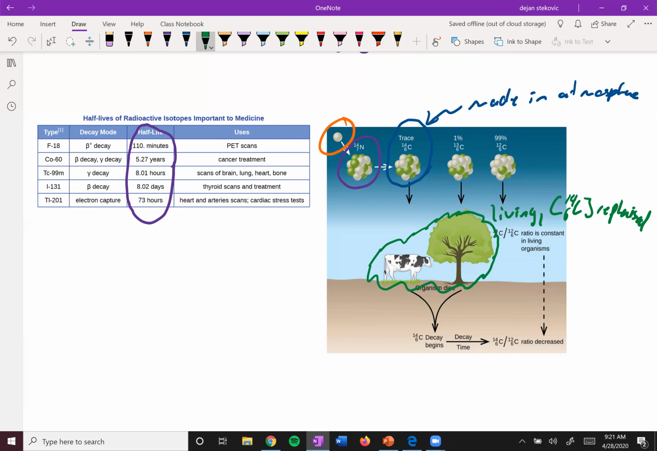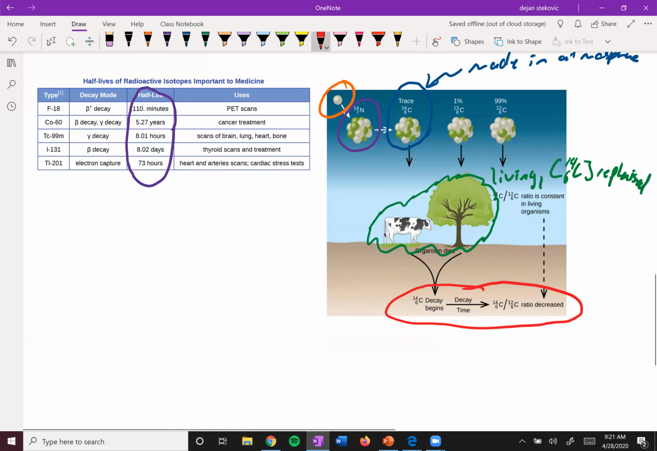And then when it dies, it's no longer being replenished, and so when it dies, the decay starts. Based on how much carbon-14 is left in that dead carcass, you can tell how old it is. We'll take a look at an example of that coming up.